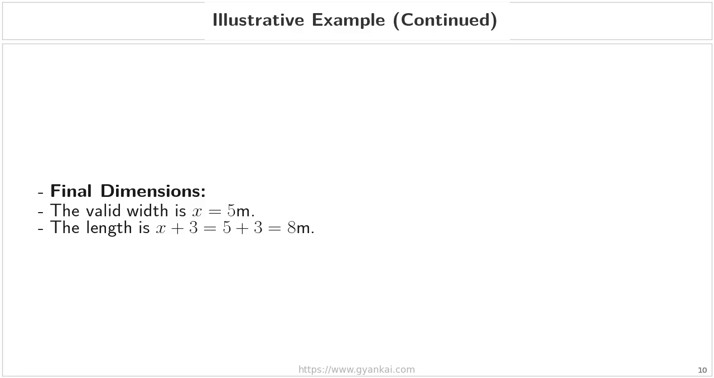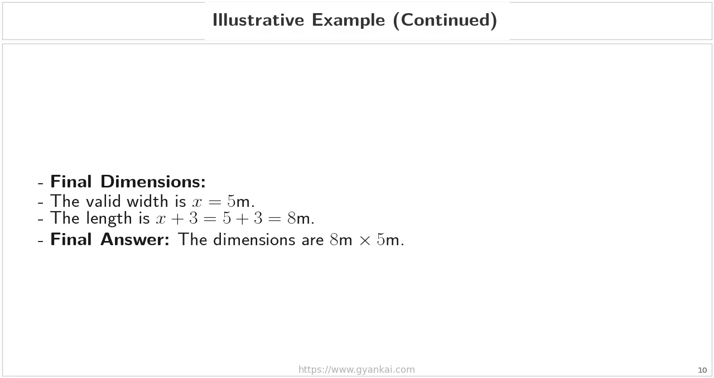To find the length, we simply refer back to our original definition where the length was x plus 3. Substituting our valid value, we get 5 plus 3, which gives us 8 meters. Therefore, our final answer is that the dimensions of the rectangular plot are 8 meters by 5 meters. This completes our problem-solving process, moving from a word problem to a valid, real-world solution.